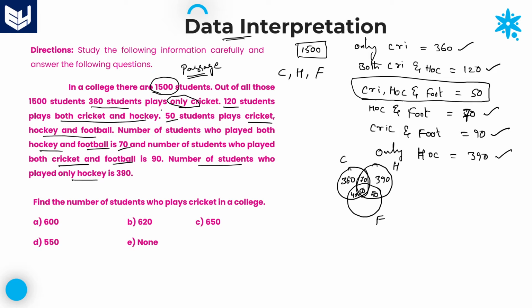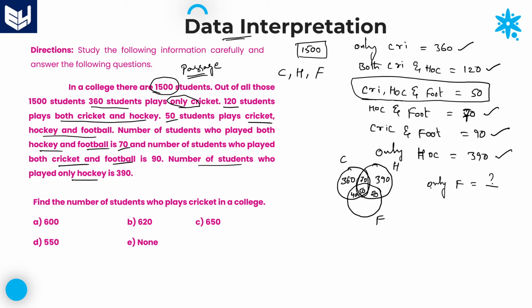Now, from the given passage, we got all the values except only football. First, we need to calculate how many students are playing only football. That is the value we need to find first, because all the remaining values are given in the passage. So how do you get that value?